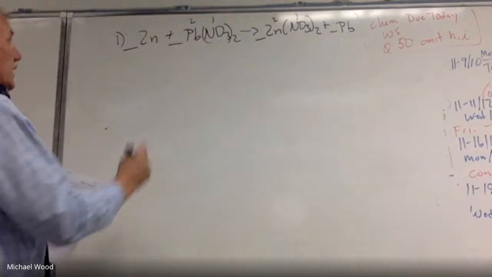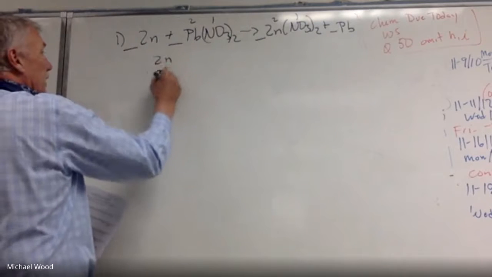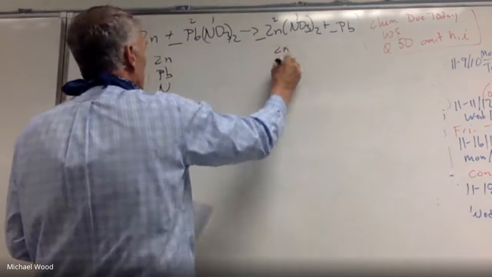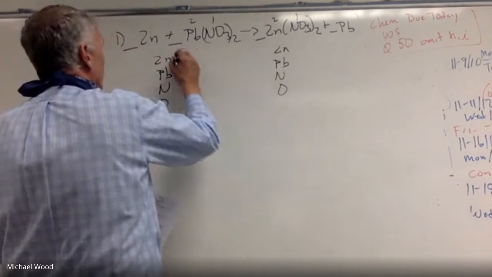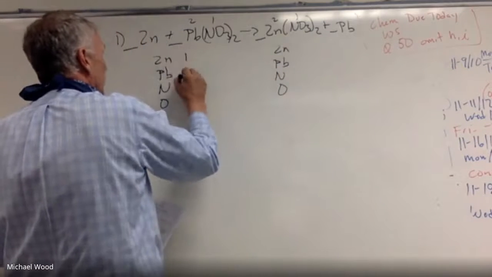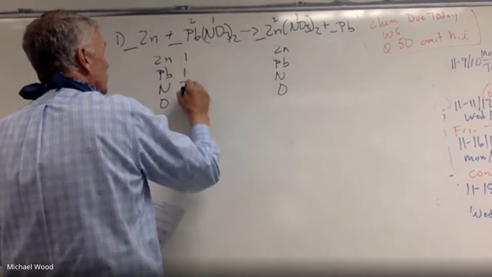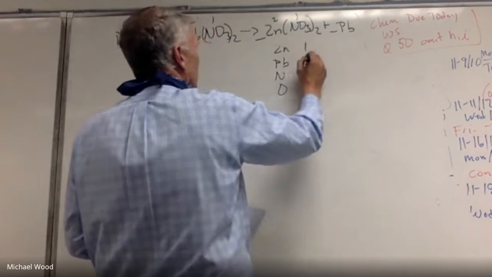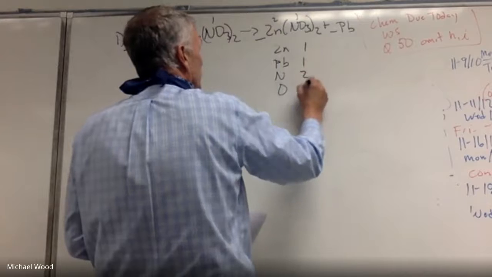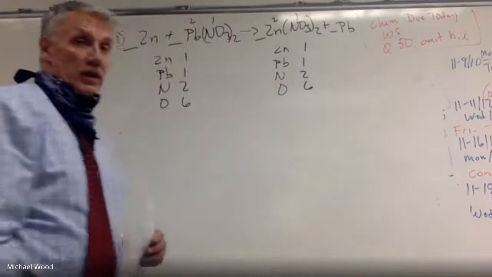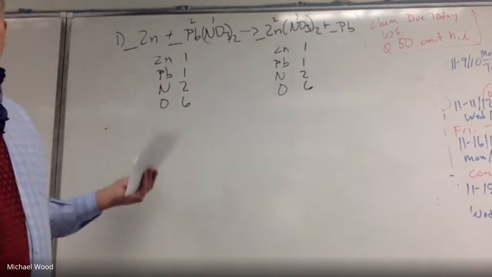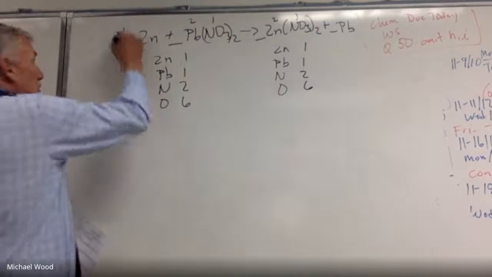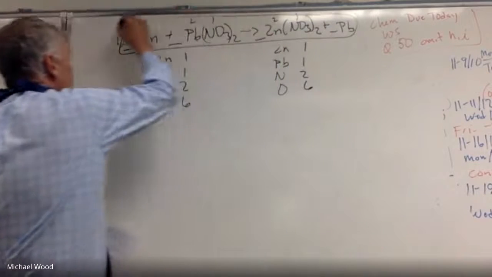Okay, so again, I'm going to do my accounting. So I've got zinc, lead, nitrogen, and oxygen. I've got 1 zinc, 1 lead, 2 nitrogens, and 6 oxygens. Here I've got 1 zinc, 1 lead, 2 nitrogens, 6 oxygens. This happens rarely, but this one's already balanced, and that does happen once in a while. Okay, number 2. So that one is good. So there's our equation, and all the coefficients are 1.